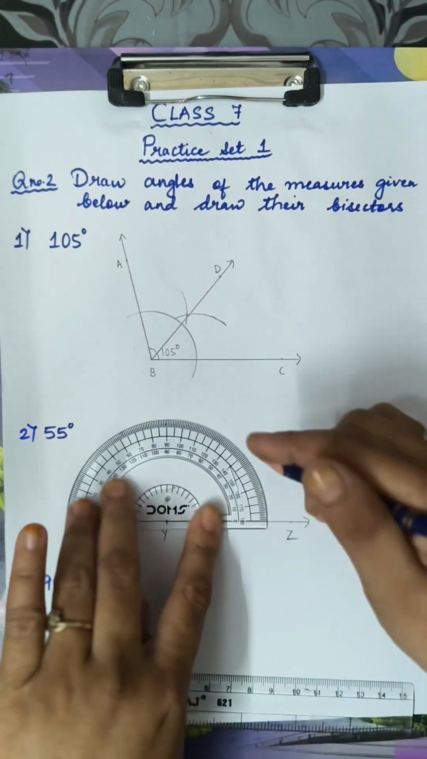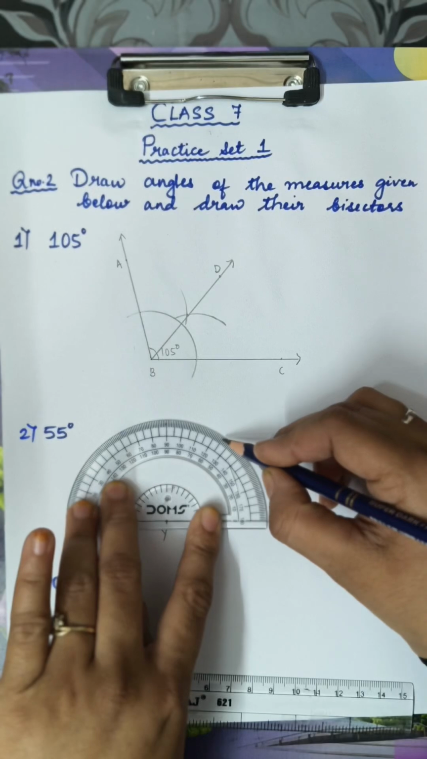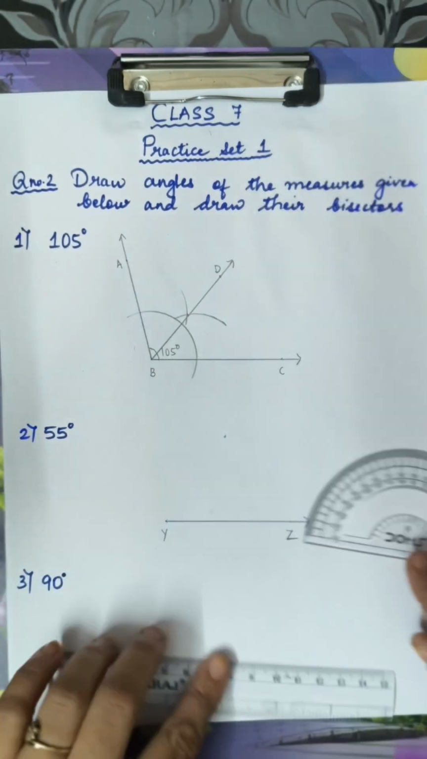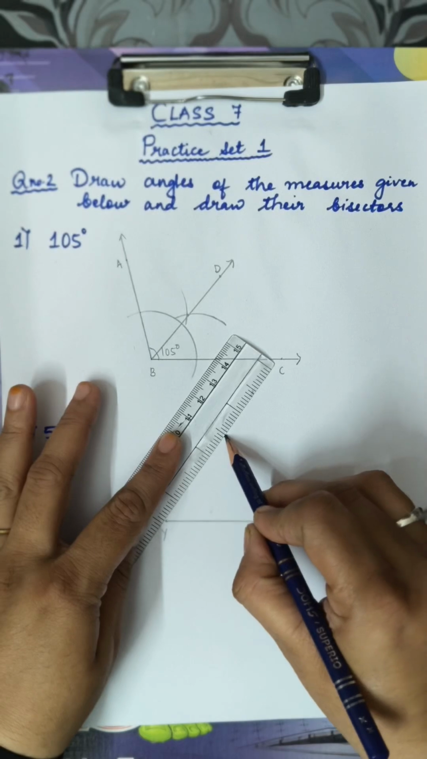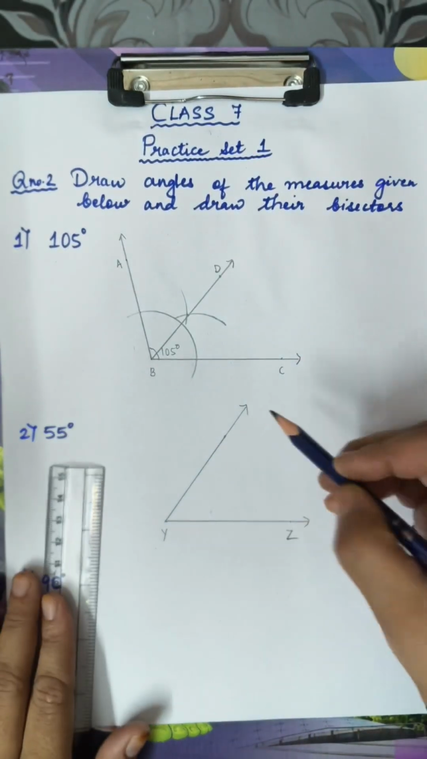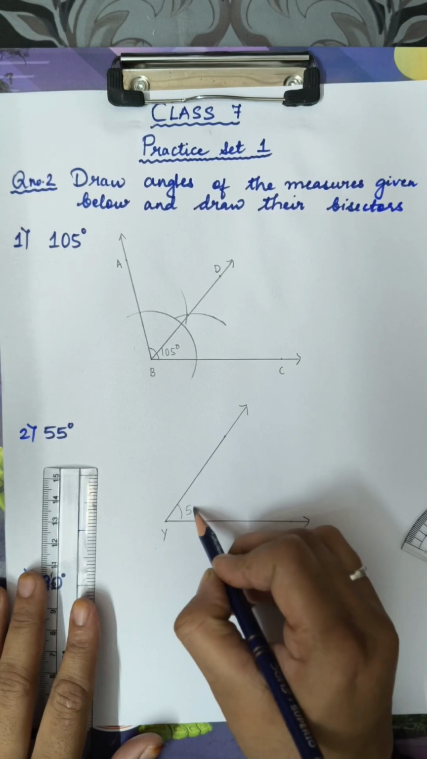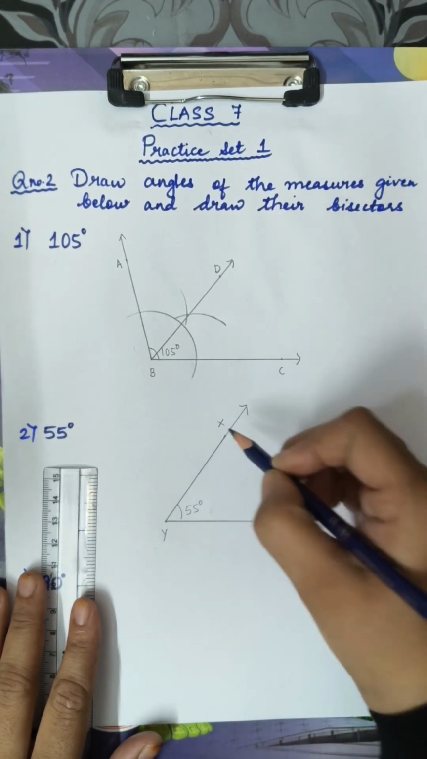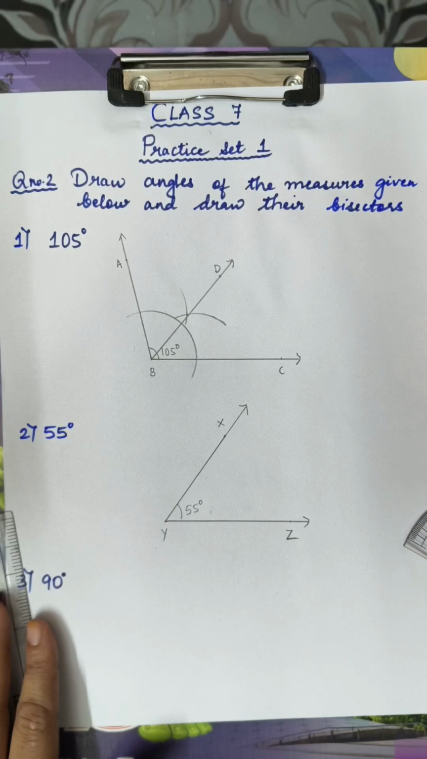Now 55 means it will come between 50 and 60. So mark between 50 and 60. Now draw an angle. Join this line. So this is an angle of measure 55 degrees. Mark this as point X. So here XYZ is an angle of 55 degrees.